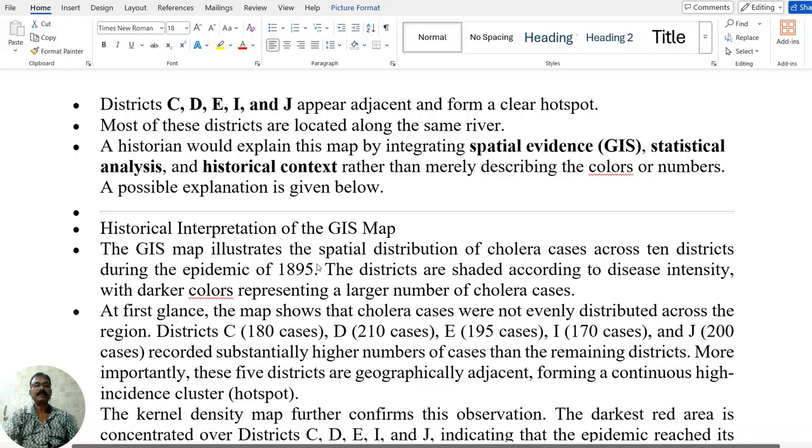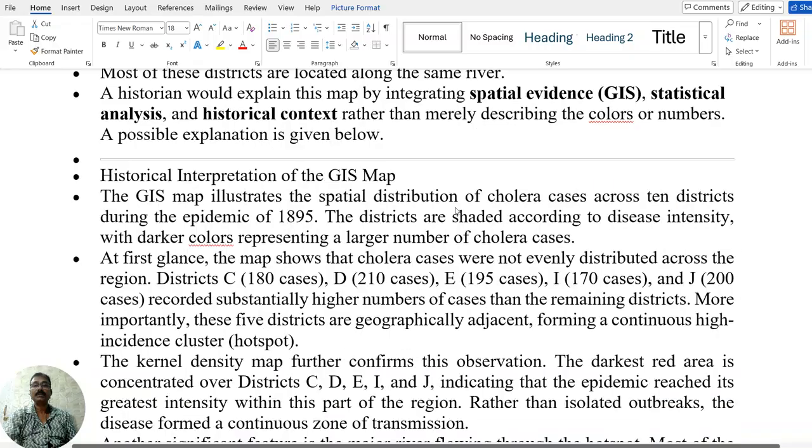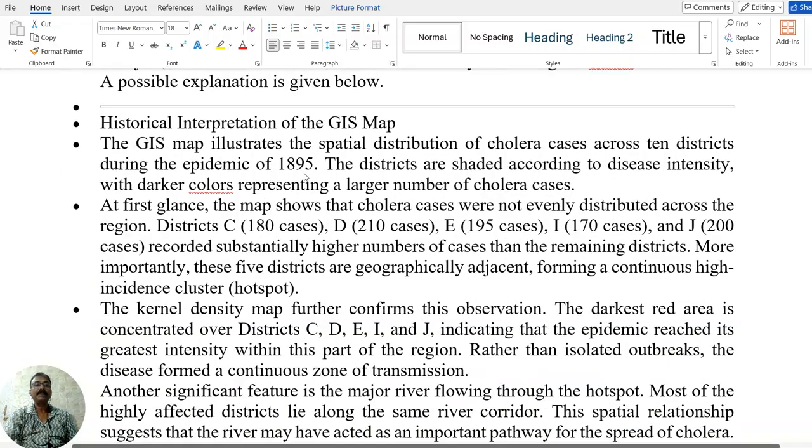The GIS map illustrates the spatial distribution of cholera cases across 10 districts during the epidemic of 1895. The districts are shaded according to disease intensity, with darker colors representing a larger number of cholera cases. At first glance, the map shows that cholera cases were not evenly distributed across the regions. District C, 180 cases; District D, 210 cases; District E, 195 cases; District I, 170 cases; and District J, 200 cases recorded a substantially higher number of cases than the remaining districts. More importantly, these five districts are geographically adjacent, forming a continuous high-incidence cluster, that is, a hotspot.